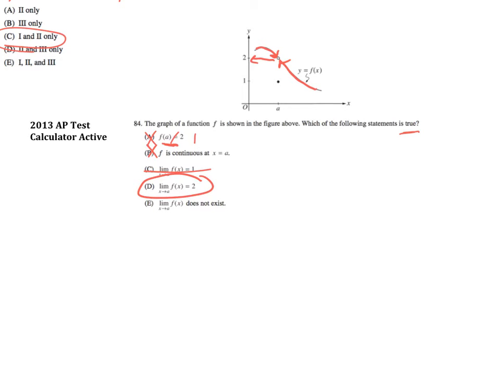And E is wrong because it says the limit does not exist. And here's what I have to tell you. The limit as x approaches a does exist, and it is going to be 2.